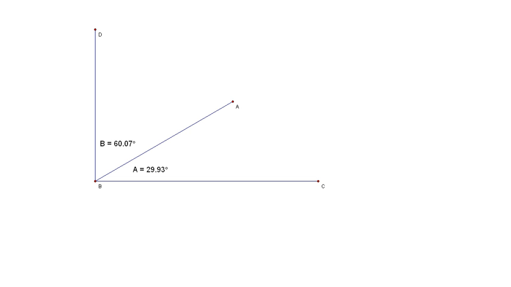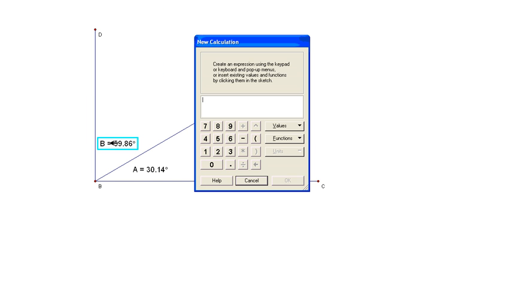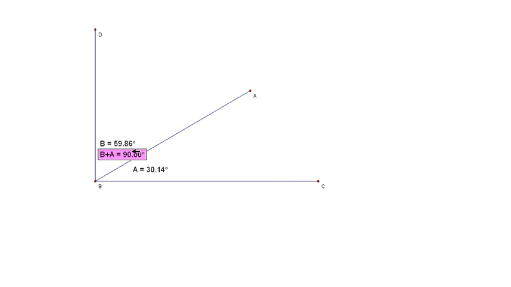Okay, let's move on to complementary angles. If this is 90 degrees, and we drag this arm around, what do you think angle A and B are going to add up to? If you said 90, you'd be correct. So let me grab this, add it to this, and you can see that B plus A is equal to 90, no matter how we move that.